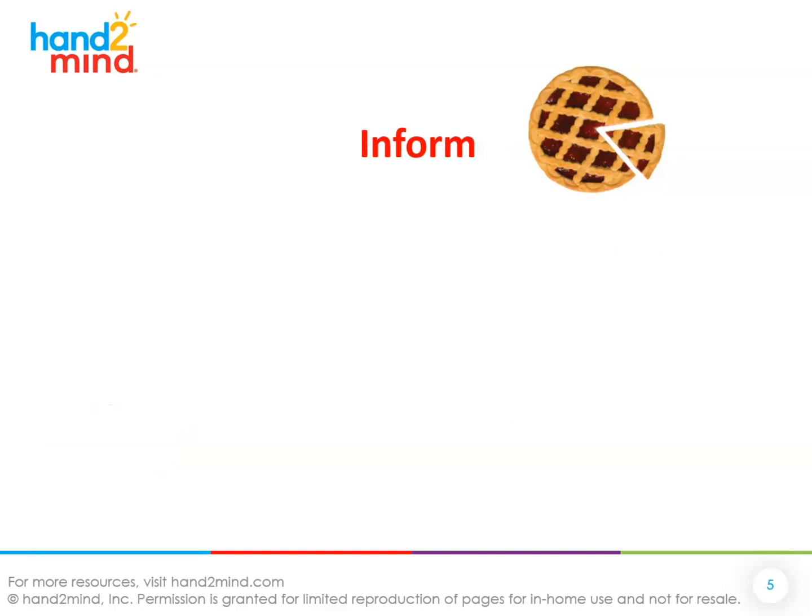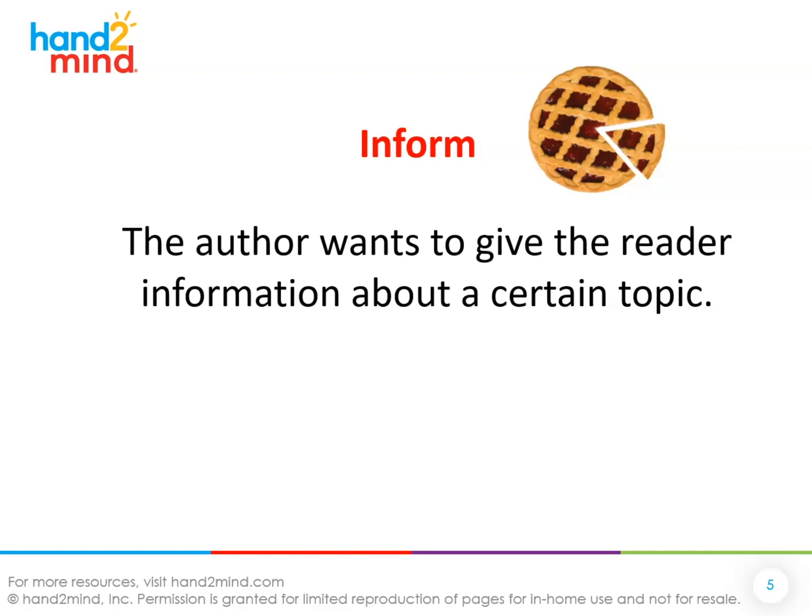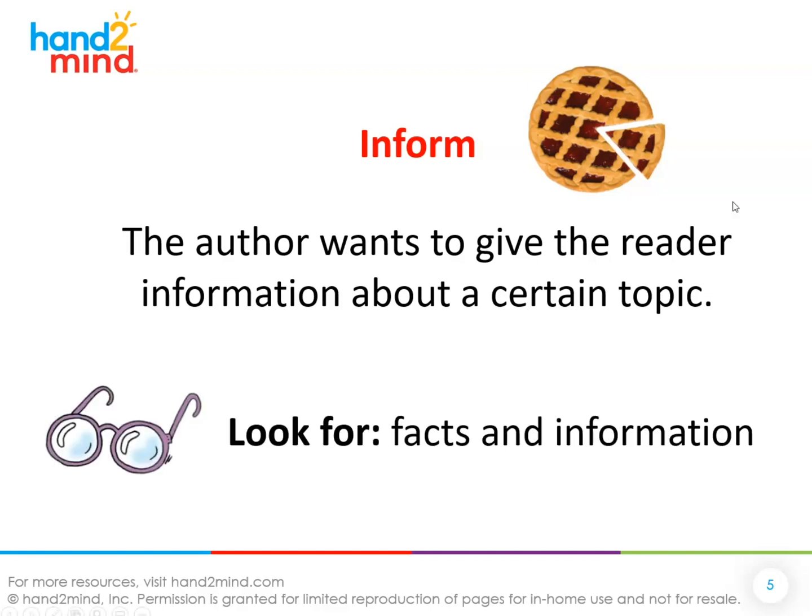The I in pie stands for inform. If the author's purpose is to inform, the author wants to give the reader information about a certain topic. They might describe, explain, or answer a question about that topic. If you want to know if the author's purpose is to inform for a piece of text that you're reading, you might look for facts and information.